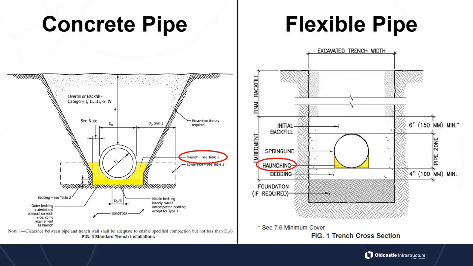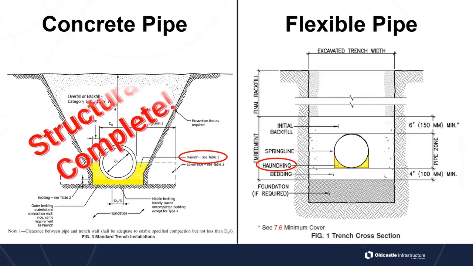For this on flexible pipe, you've also got haunching directly under the pipe, but not necessarily the trench walls around the pipe, those pillars, those columns we want to build, right? The haunching is just directly under the pipe. So we want to make sure that we're getting it under there as well.